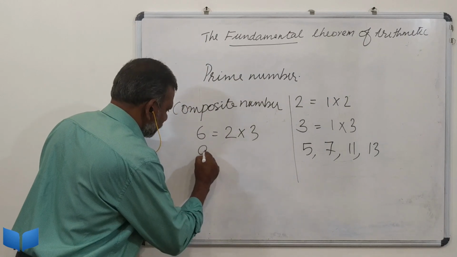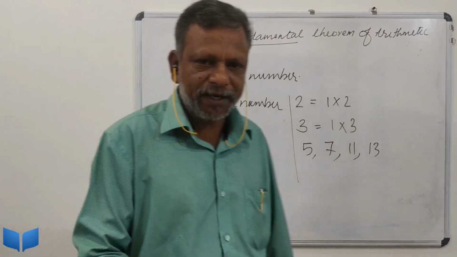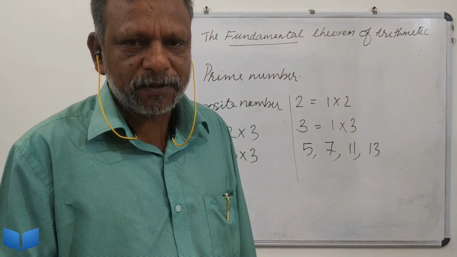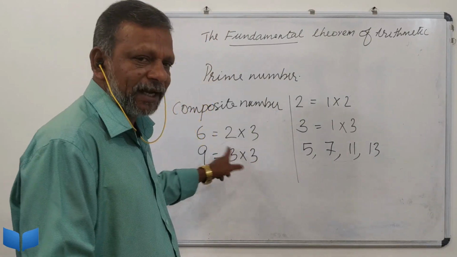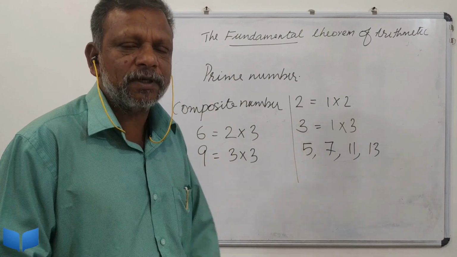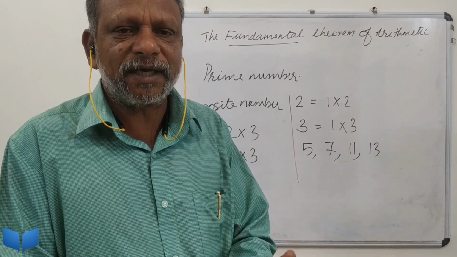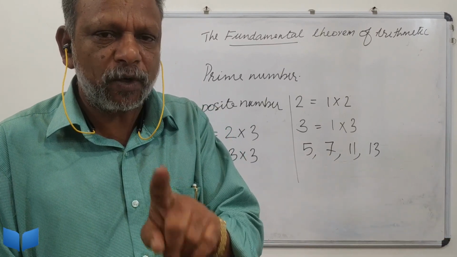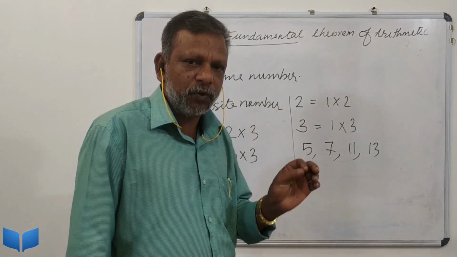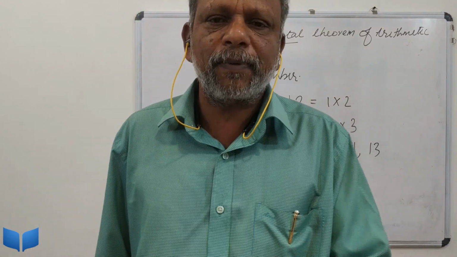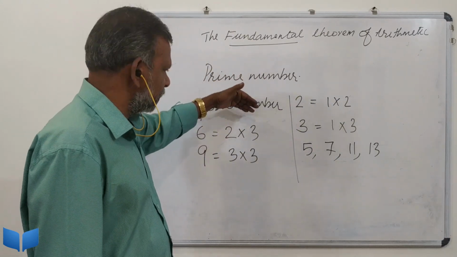Similarly, 9. 9 is equal to 3 into 3. That means 9 can be divided by 9 or 1 or 3. So this number can be written as a product of other numbers other than 1 and 9. Therefore 9 is a composite number. So this is the difference between prime numbers and composite numbers. The first prime number is 2, and 2 is the only even prime number.